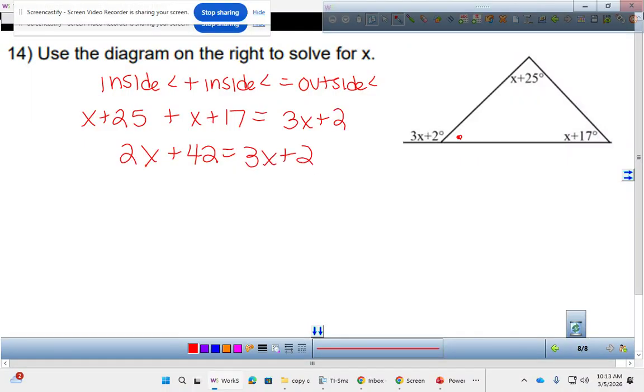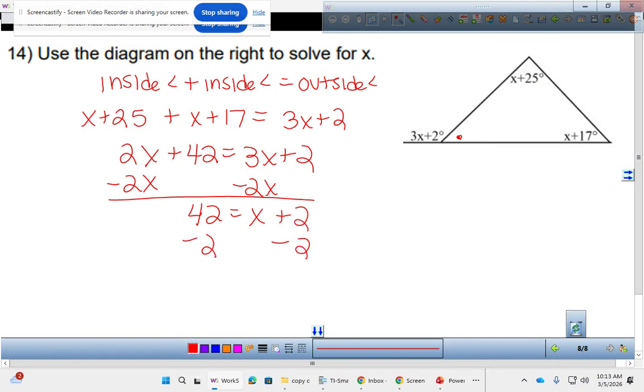I have x's on both sides of the equation, so I've got to work on combining them. And then subtract that 2. So 40 is equal to x. This problem just says solve for x. It doesn't ask me to then plug this back in and get any other angle, so I can stop there.